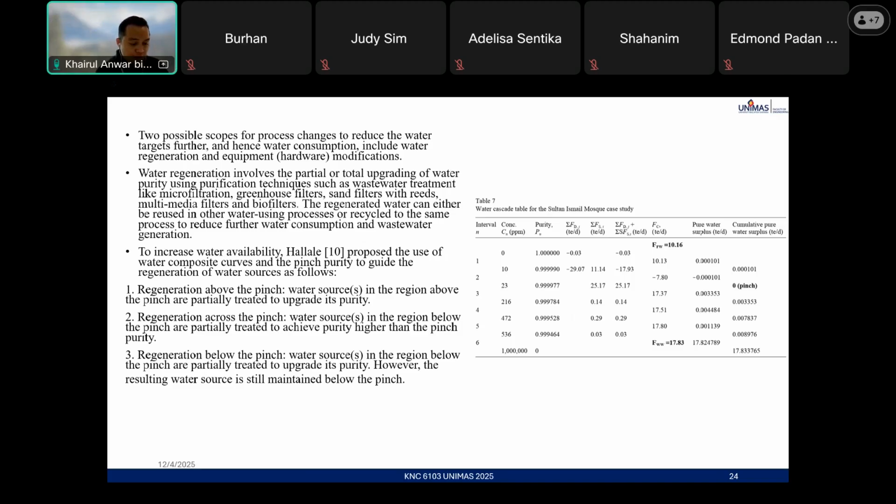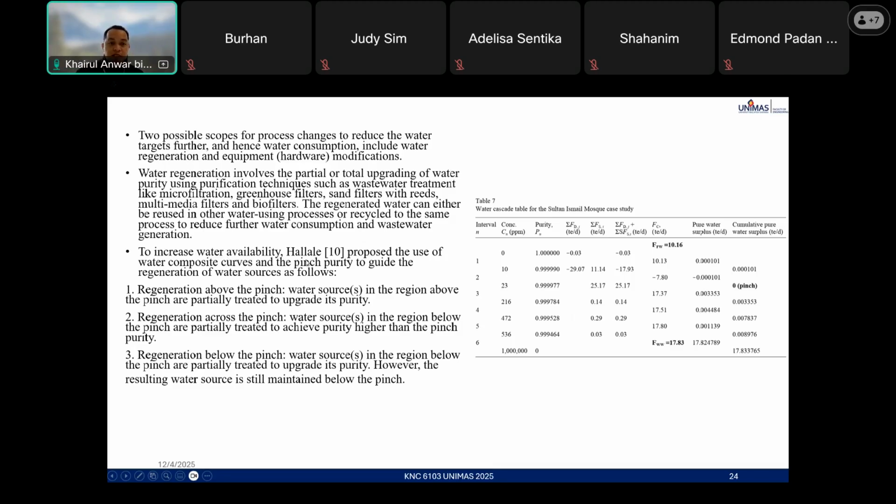Possible scope for process changes to further reduce the water target and enhance water consumption include water regeneration and equipment modification. Water regeneration involves the partial or total upgrading of water purity using purification techniques such as wastewater treatment, like microfiltration, granular filter, sand filter with beads, multimedia filter, and biofilter. The regenerated water can either be reused in other water using processes or recycled to the same process to reduce further water consumption and wastewater generation.